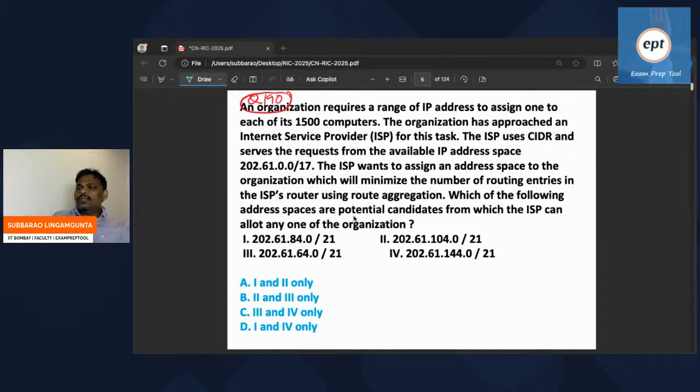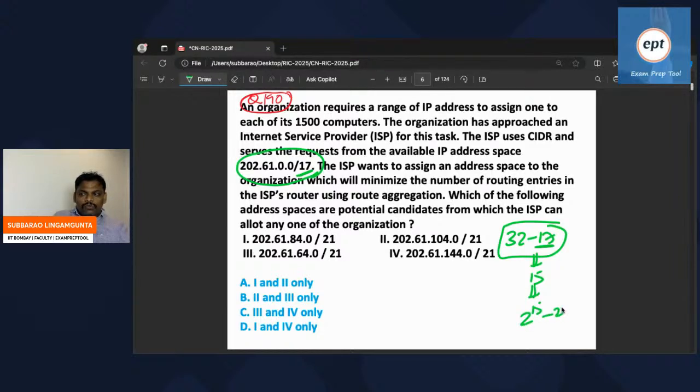If you observe this problem clearly, this is the given IP. In the given IP, these are the mask bits. Out of 32 bits, the mask bits are 17, which means 15 bits are for host purpose. Mask belongs to the subnet and network area. These 15 are for hosts, so 2 power 15 minus 2 hosts are possible.